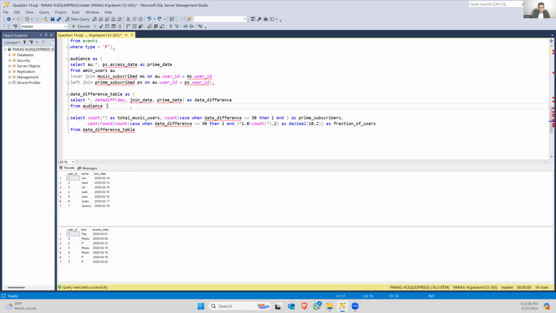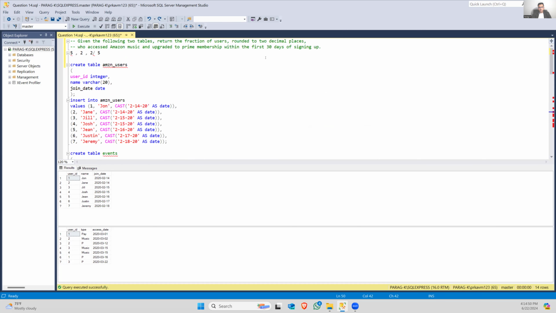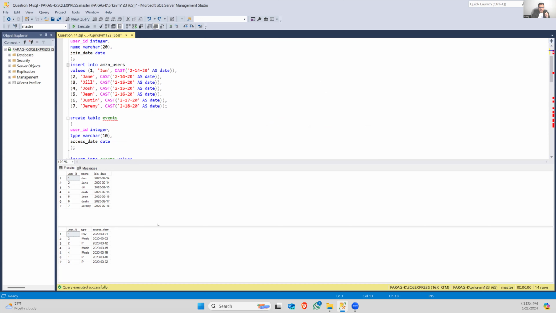Another important thing is the date difference. Just look at what I've done in here. You have to understand which dates I want. The question says 30 days from signing up. So I don't care which date the music was accessed. It is important that the music has to be there, but I do not care when they accessed the music. I only care when they access Prime. Access means when they purchase the Prime membership.